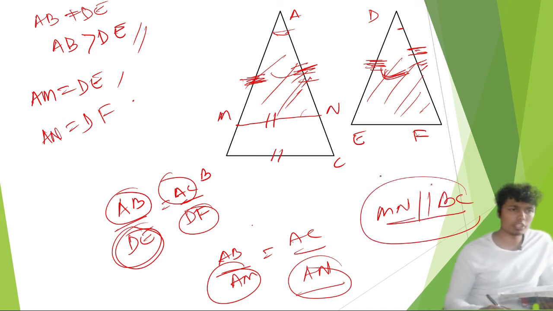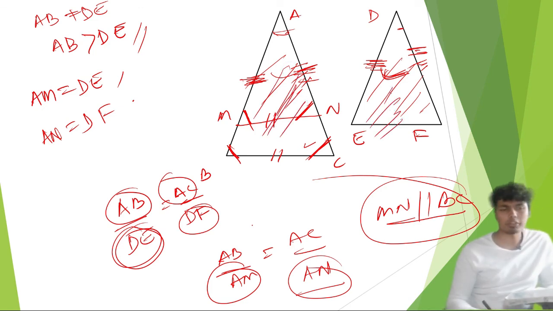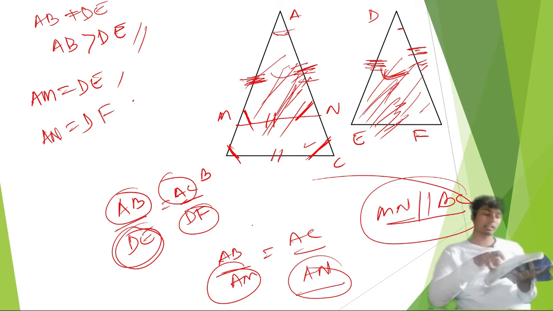If these two are parallel, then this angle is equal to this angle, and this angle is equal to this angle. Therefore we can conclude that these two triangles are similar. Please look in the textbook. If you don't understand, please let me know. Let me explain another theorem in another video because this video is getting too long.